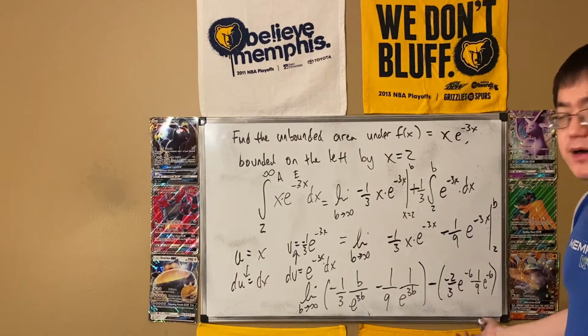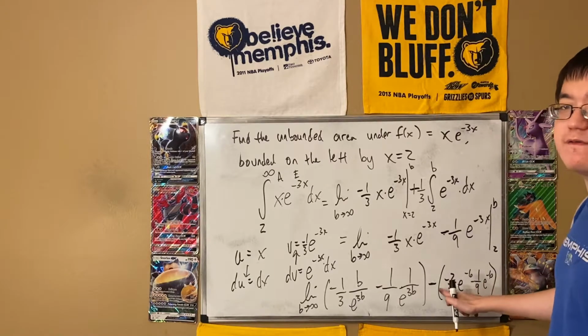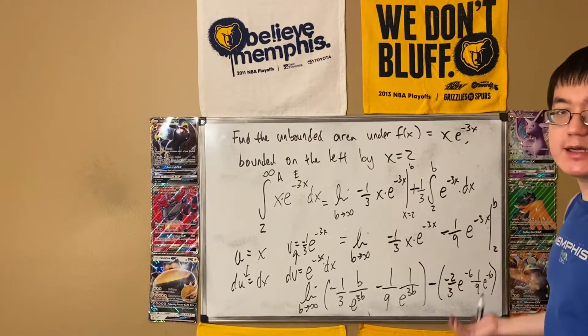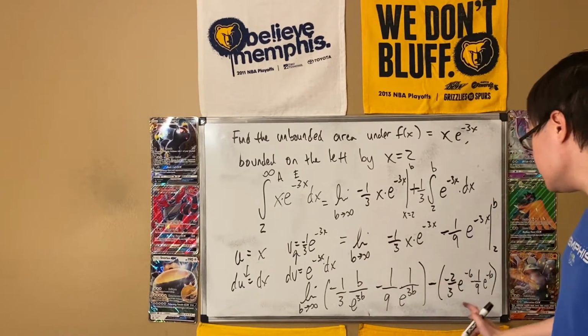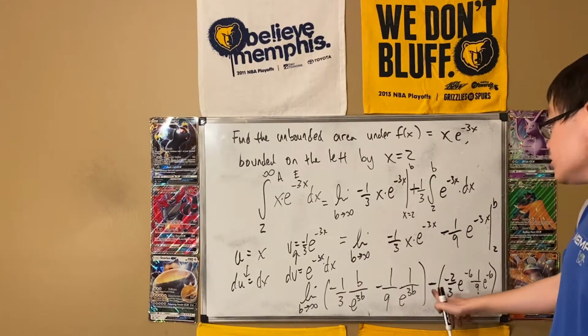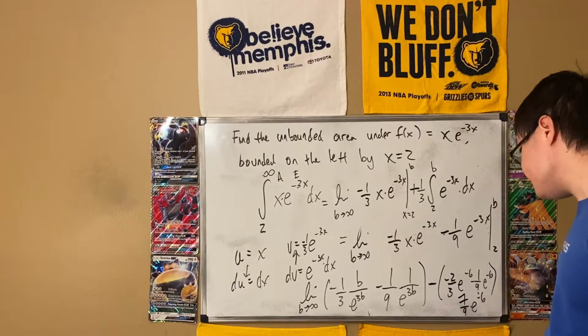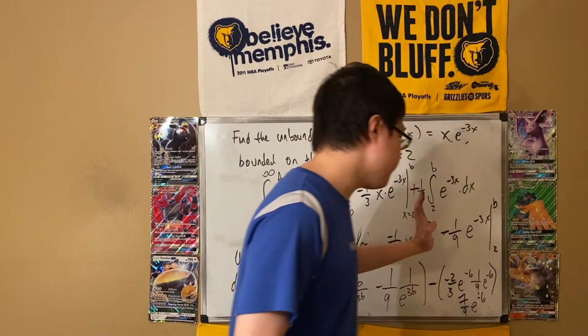Well, we might as well simplify this while we have a chance. So it's going to be negative 2/3, so that's negative 6/9, sorry, 2/3 of course is 6/9. So it looks like we have negative 6/9 minus 1/9, that's negative 7/9. There's a negative in front, so this is all going to be 7/9 over e to the negative 6. So that's all of this stuff, the minus bottom.